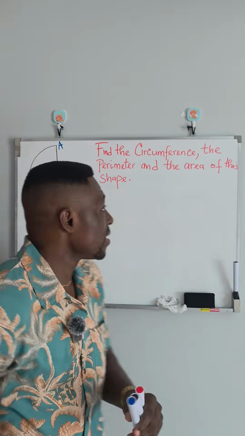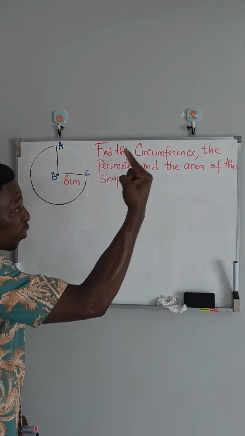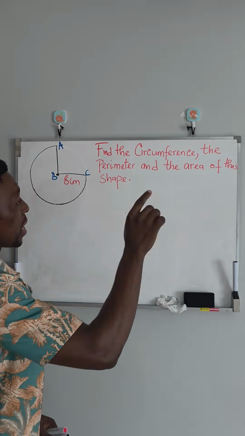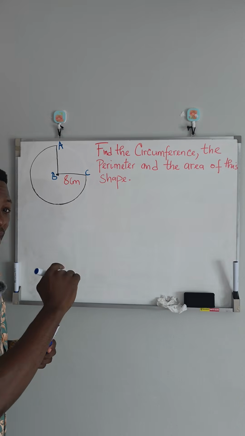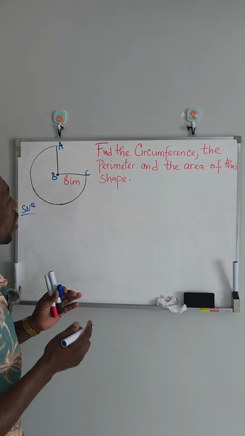Tomorrow will be better. We have a shape on the board, and then the question says, find 1, the circumference, 2, the perimeter, and then 3, the area of this shape. Follow me, dear friends. Solution. Let's start by identifying the shape we're talking about.